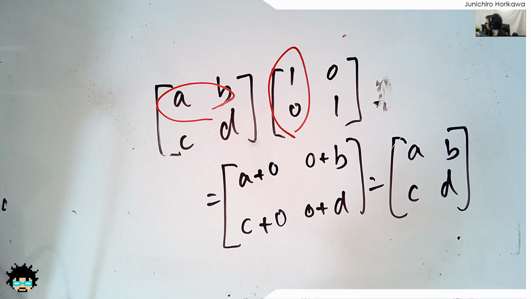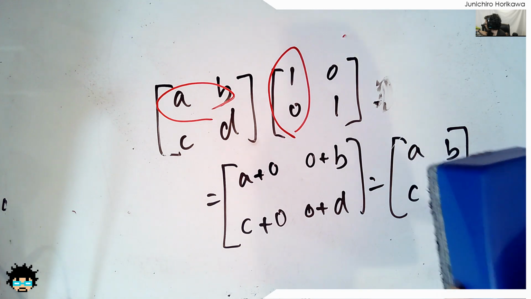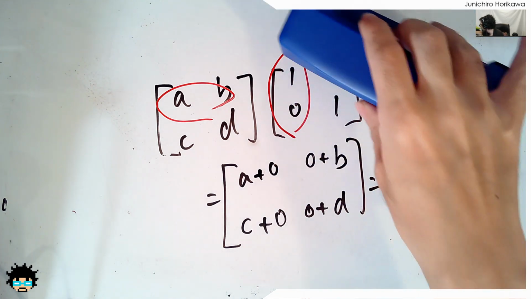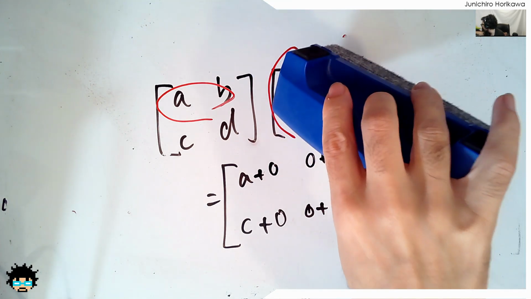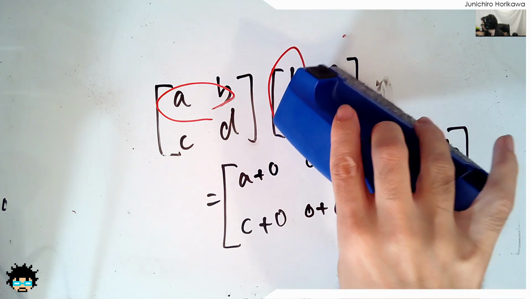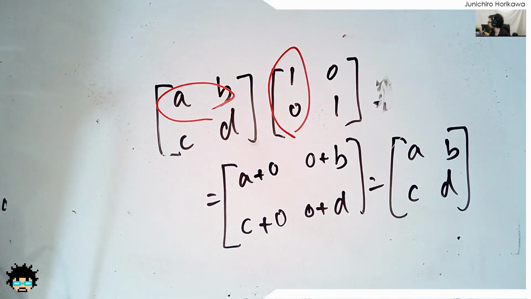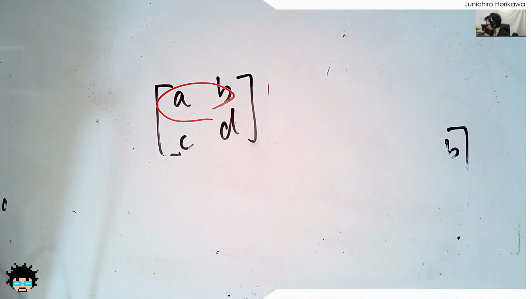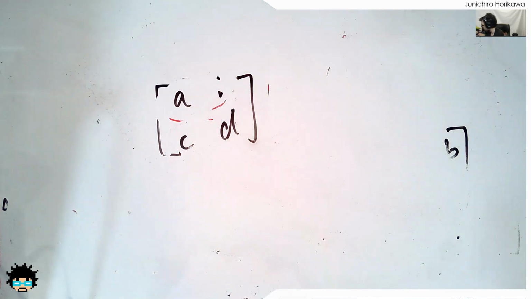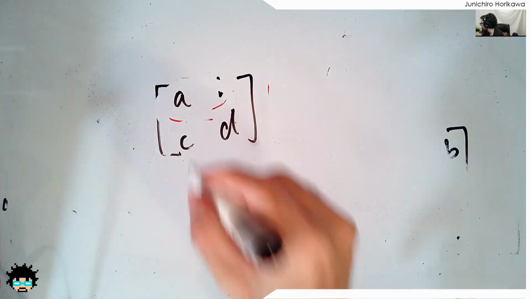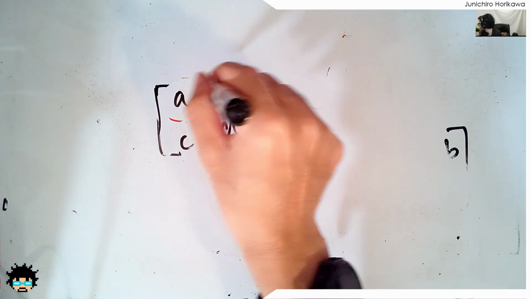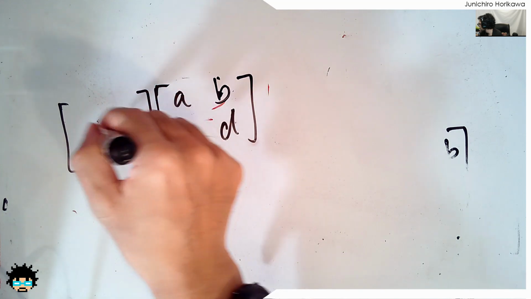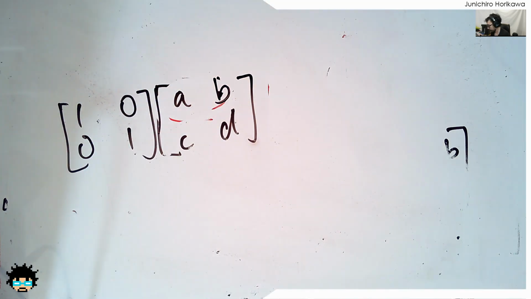Whatever matrix you multiply, you get the same value. And this is true even if you change the order of the matrices. If you bring the identity matrix to the left hand side, the same rule still works. So let's try to bring the identity matrix to the right hand side, like this, and try to do the same multiplication.